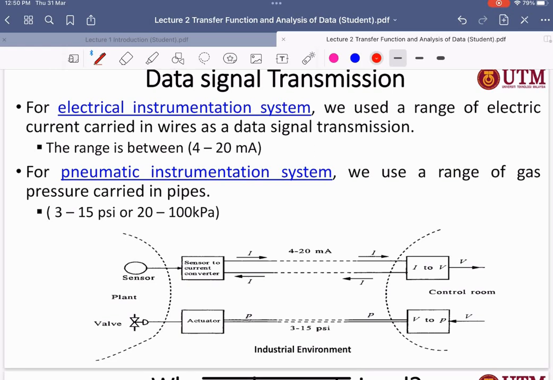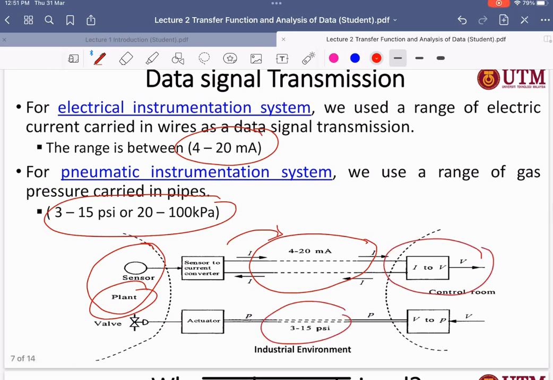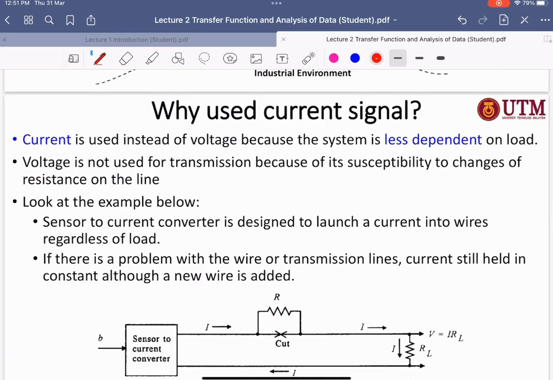For example, in industry, if you put your sensor or instrument in another plant, like an oil and gas plant, the plant is far away from the control room, and you will see that they use a cable. The output from the sensor will be in terms of current, and then they can convert it into voltage and see the result. Same thing with pressure, where the output will be in PSI. So my question is, why use a current signal?